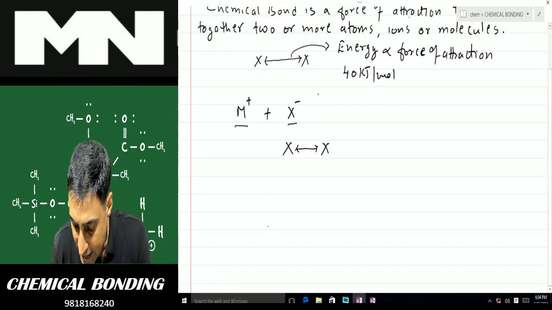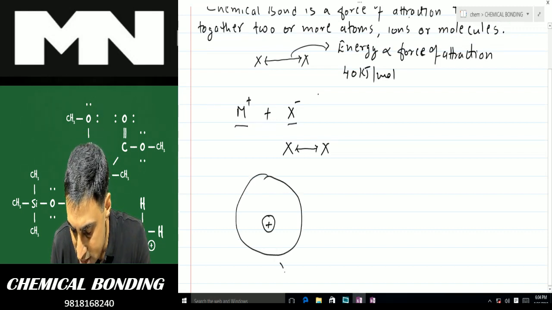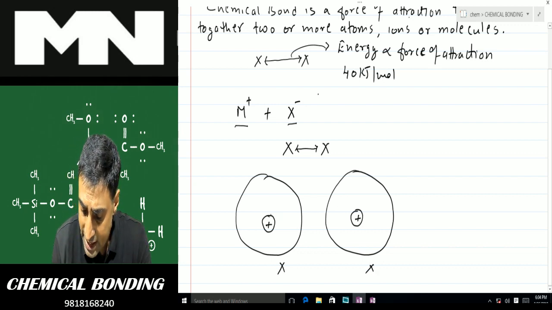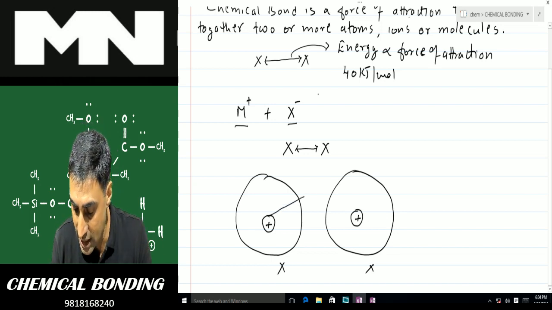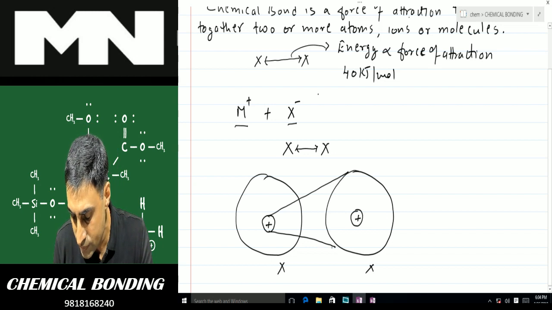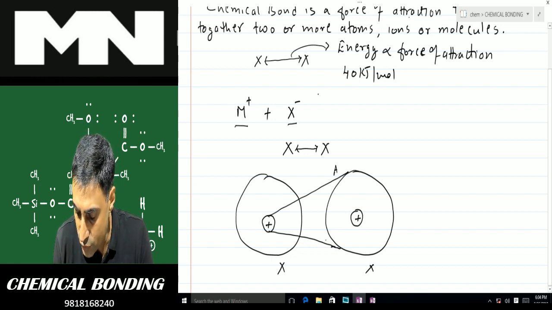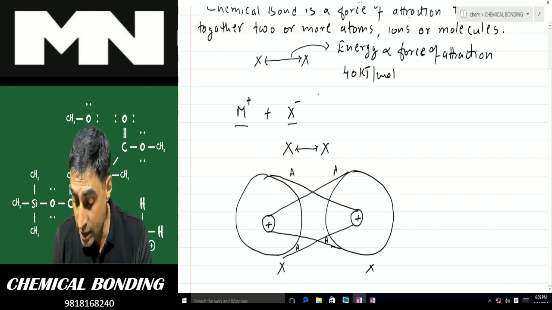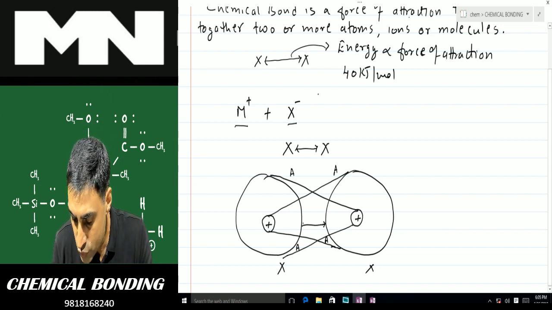Suppose I have an atom. This is the nucleus of an atom and this is the atom X. I have another atom, this again is atom X. Now we'll observe that the nucleus of atom X will attract the electrons of another atom X. So these are the attractive forces. Likewise, this nucleus will attract these electrons. They are again the attractive forces. There will be a repulsion between their valence electrons. So these are the repulsive forces. And there will be a repulsion between their nuclei. This again is a repulsive force.